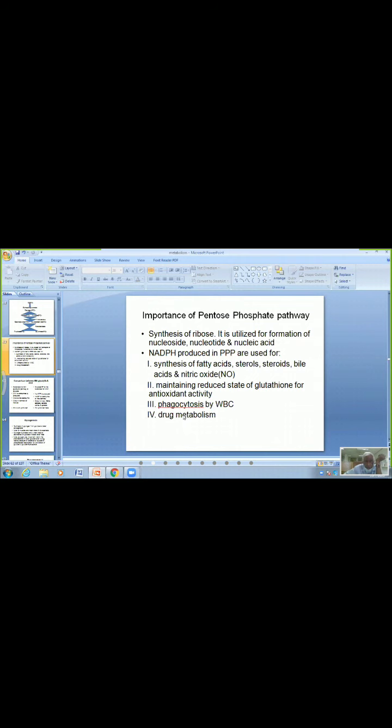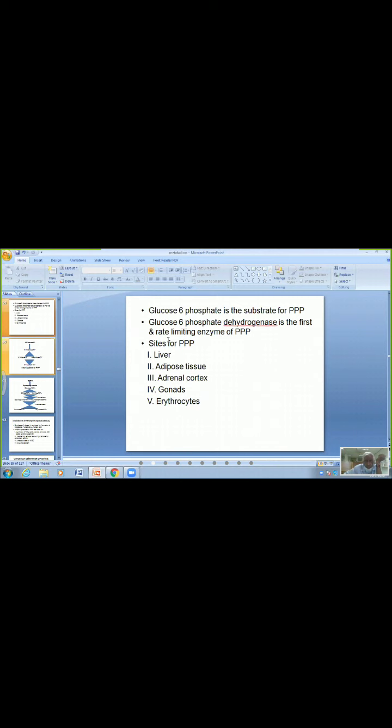Now come to the hexose monophosphate shunt pathway, which we mentioned occurs in the cytosol. Its sites: the liver is the most important organ, then adipose tissue, adrenal cortex, gonads, and erythrocytes. These are the sites where the hexose monophosphate shunt pathway can take place.